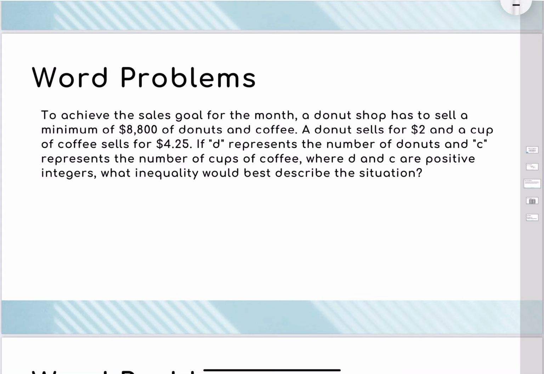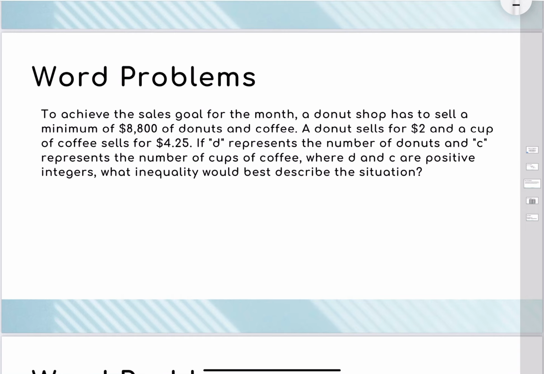All right, so first I would take a look at this and ask ourselves, what is our total value, or what is our big value that our inequality is going to have probably isolated, right? In that case, if you want to think about it for a second, it should be 8,800. Okay, so that's the minimum, right, that this donut shop has to make by selling the donuts and coffee. Then we have to know what each one sells for, and we said donuts were $2 and each cup of coffee was $4.25.